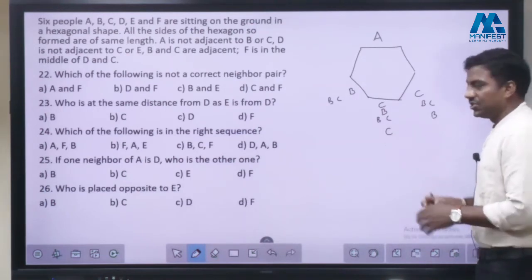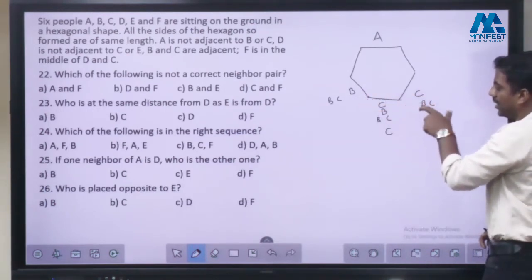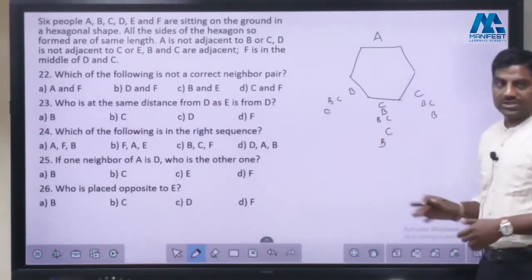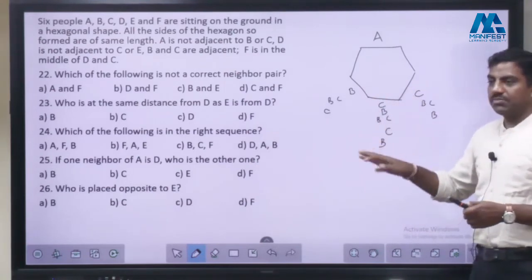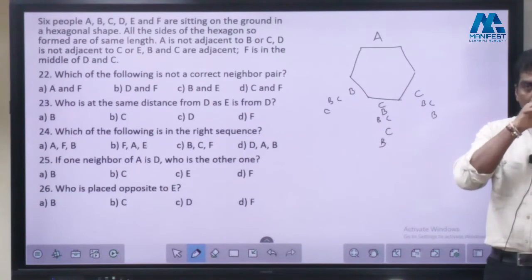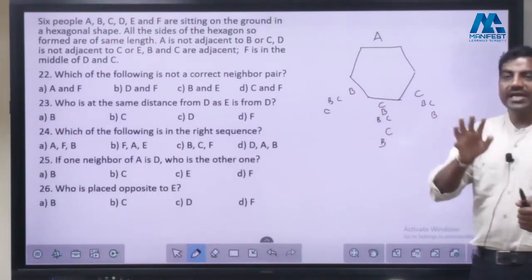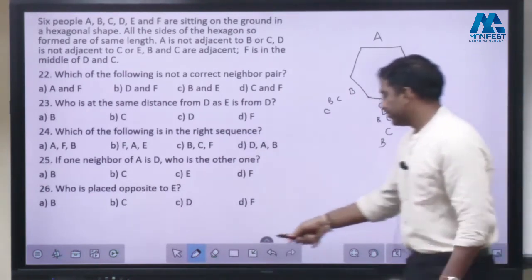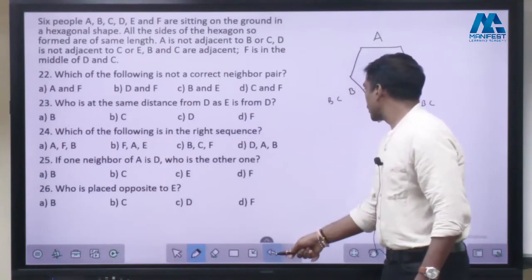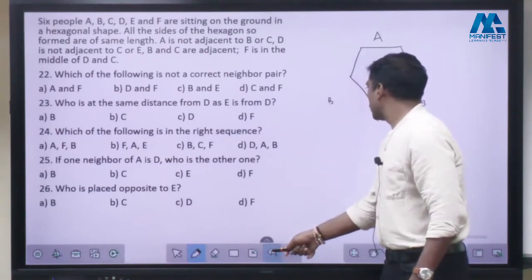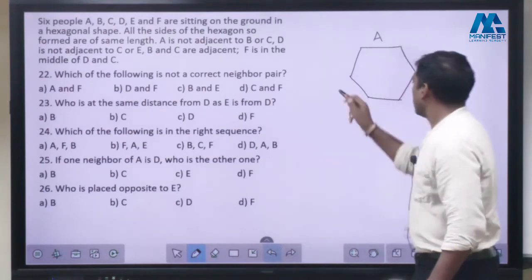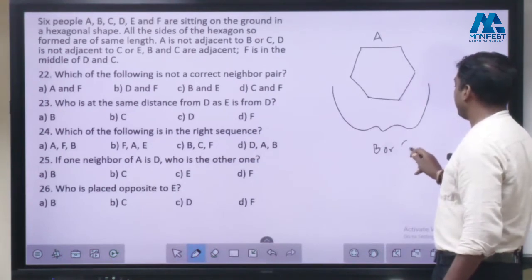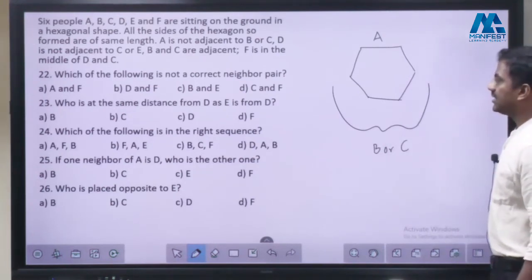So these are the positions. BC or BC or BC. These are 4 positions. So out of these 3 positions, B and C will take 2 positions. Yes or no? Is that fine? Okay. So in these 3 positions, B or C will take, and they are adjacent also.